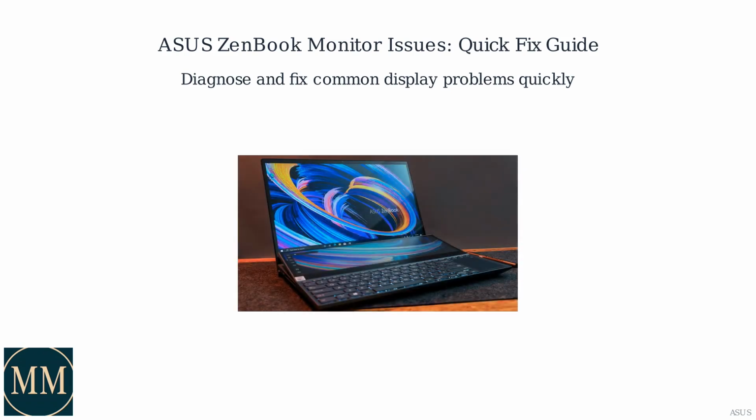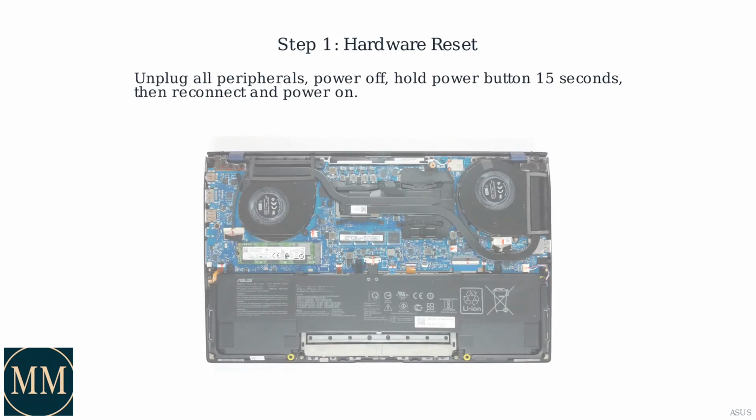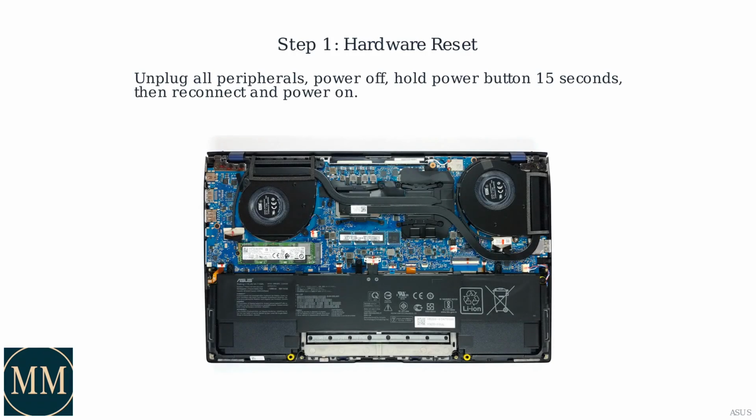First, visually inspect your ASUS ZenBook. Check that the display is powered on and connections are secure. Start with a hardware reset. Unplug all peripherals, power off your laptop, hold the power button for 15 seconds to discharge capacitors, then reconnect and power on. This clears temporary glitches.